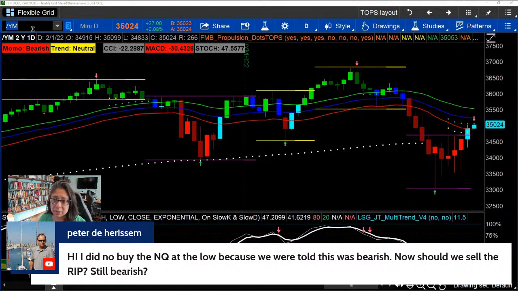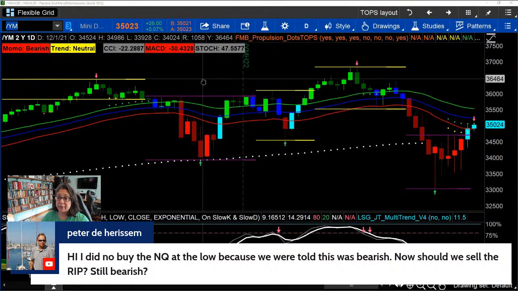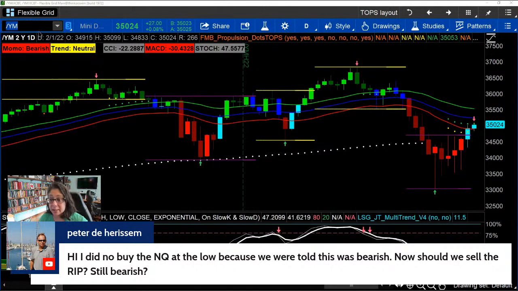So I believe NQ is still bearish. Absolutely. So is NQ the rip? Yes. But ES and YM are not. That being said, if ES and YM continue higher, NQ might join along. But if NQ starts heading lower, ES and YM might also head lower because of that shared technical weighting.